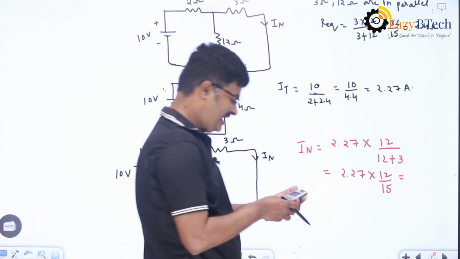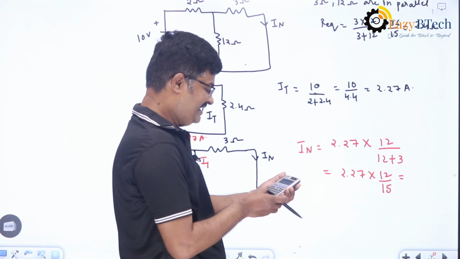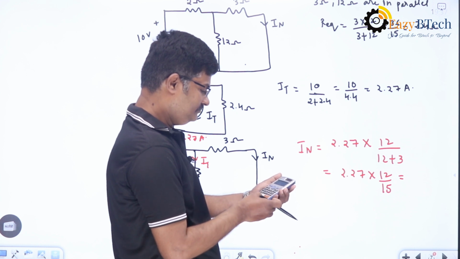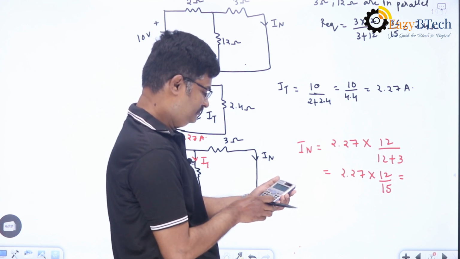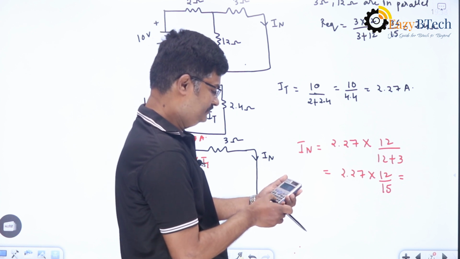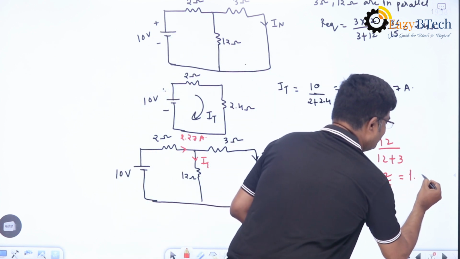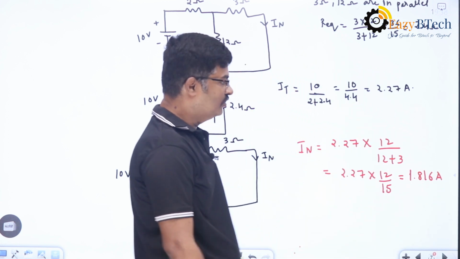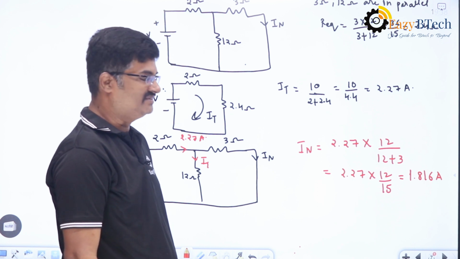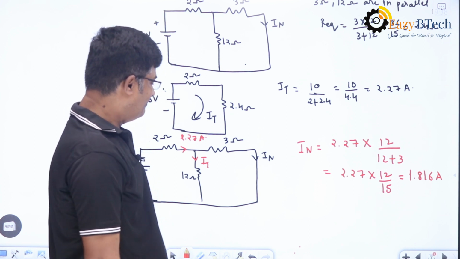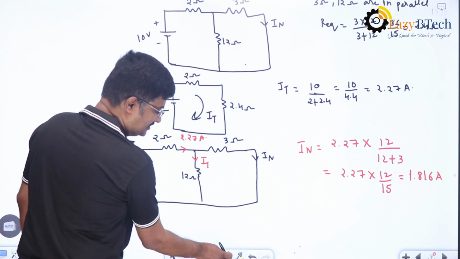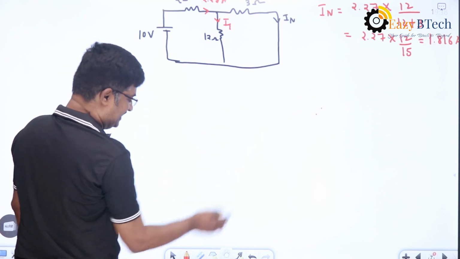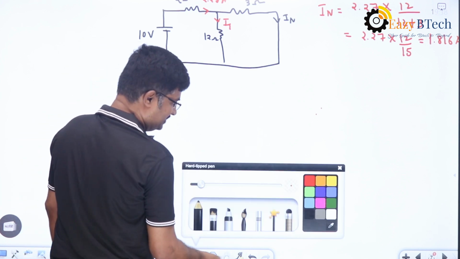Here I am getting the value as 2.27 into 12 divided by 15. So here I got the current as 1.816 amperes. So my IN value is equal to 1.816 amperes, is the current which I am getting. Now I should get the value of the Norton's equivalent resistance.